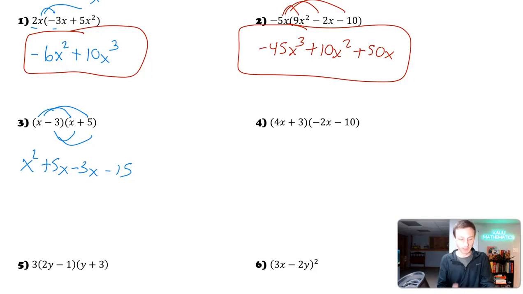Now we have like terms in the middle. Pay attention to that. 5x minus 3x, those are like terms. So I have x squared, 5 minus 3 is 2, so 2x minus 15.